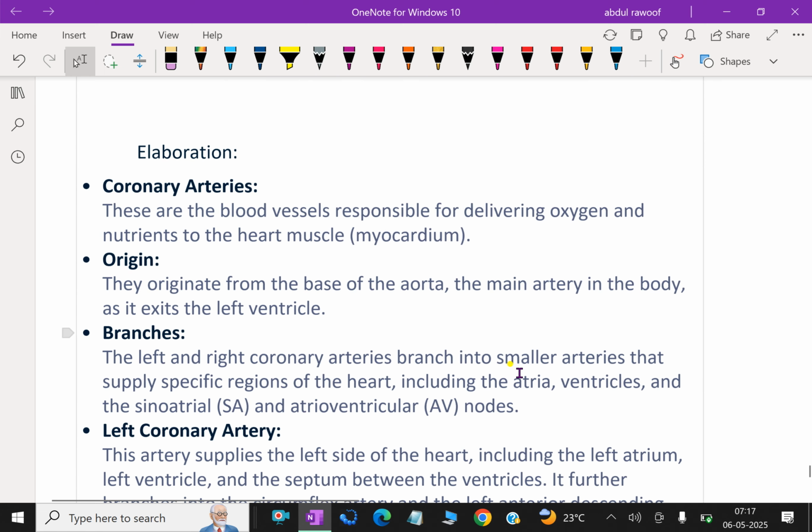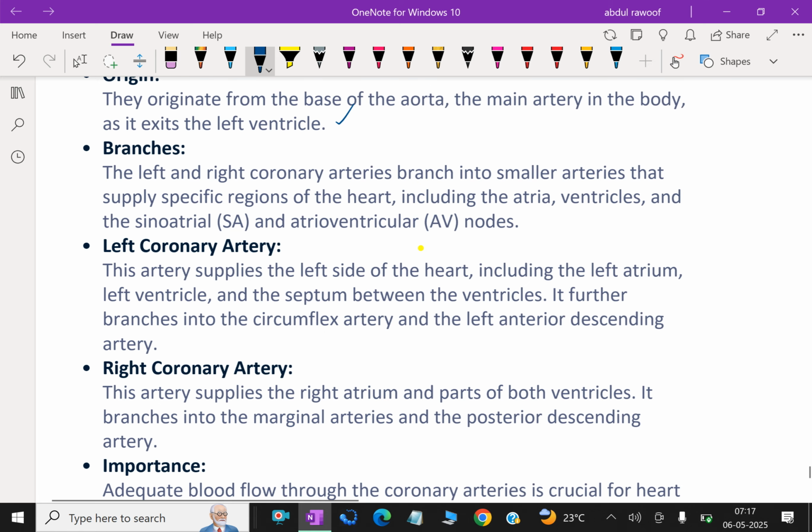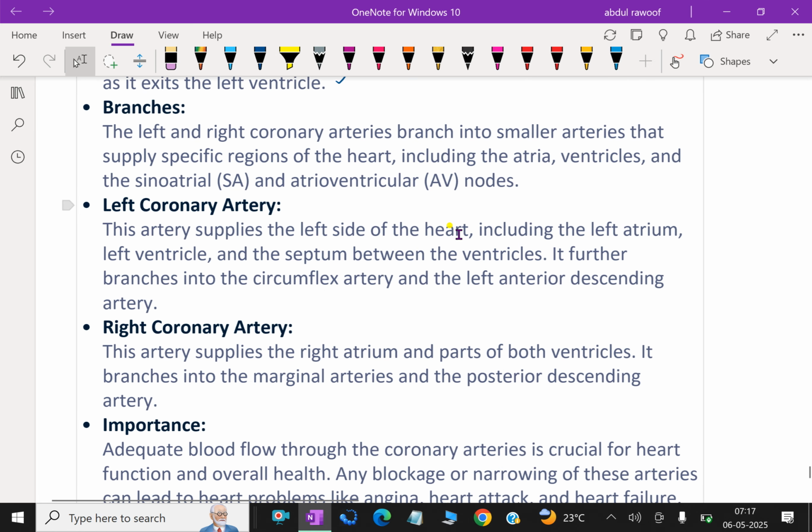Coronary arteries: these are the blood vessels responsible for delivering oxygen and nutrients to the heart muscle, the myocardium. They originate from the base of the aorta, the main artery in the body, as it exits the left ventricle. Branches: the left and right coronary arteries branch into smaller arteries that supply specific regions of the heart, including the atria, ventricles, and the sinoatrial SA and atrioventricular AV nodes.